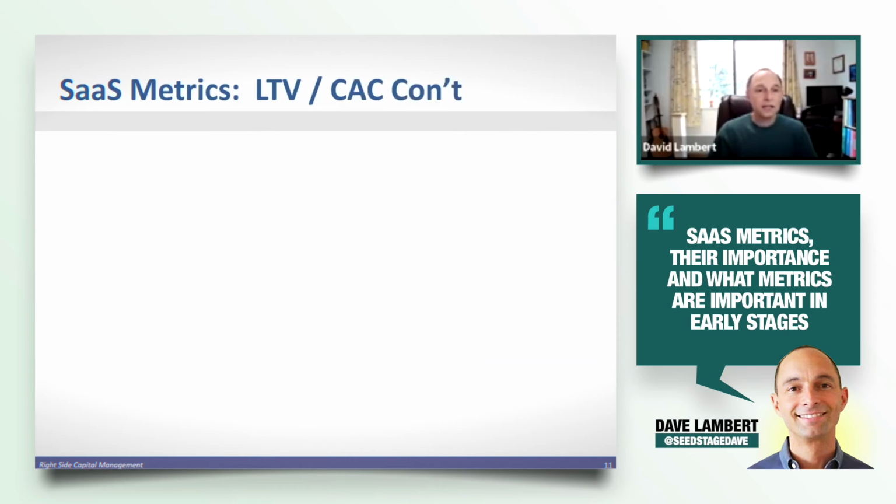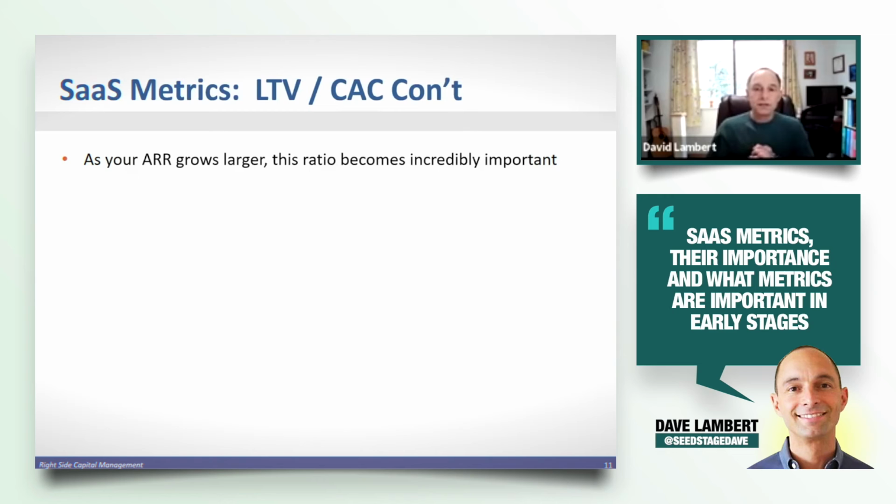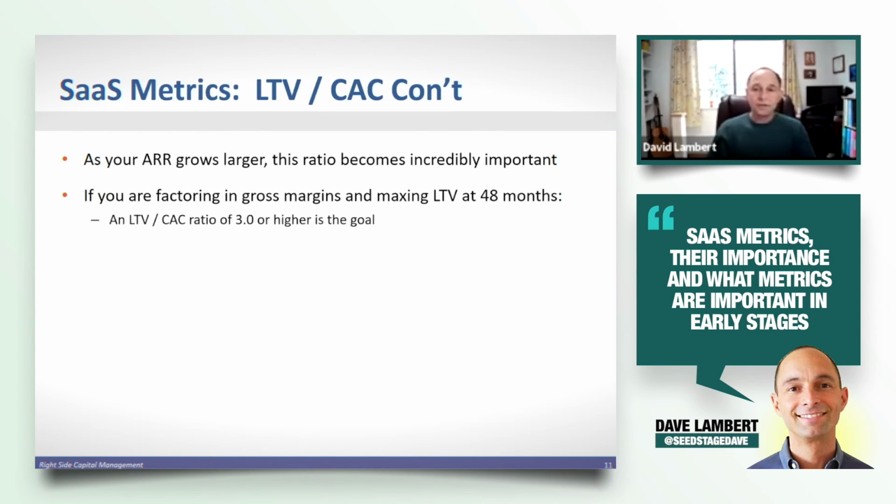So let's continue and go into the LTV to CAC ratio. As your ARR grows larger, this ratio becomes incredibly important. It gives you insight into how efficiently your business is growing, and are you spending your resources wisely? So if you're factoring in gross margins, like I described on the last slide, and you're cutting off your LTV at 48 months, here's what you want to aim for. Ultimately, as you grow and you get to larger ARR numbers, you want to aim for an LTV to CAC ratio of 3.0 or higher, right? That's your goal. If it's below 3, it generally means you're spending too much to acquire customers.